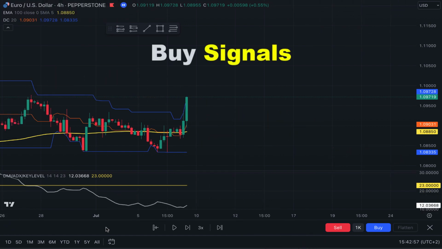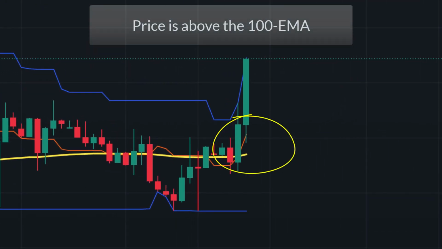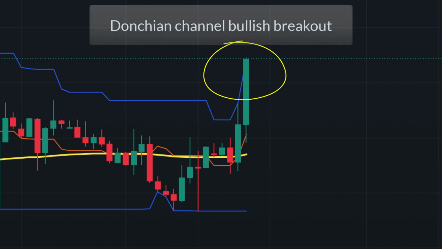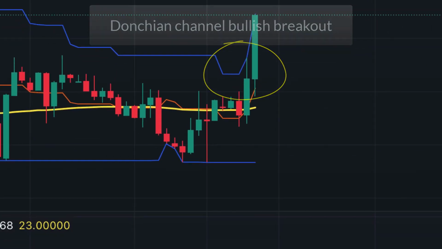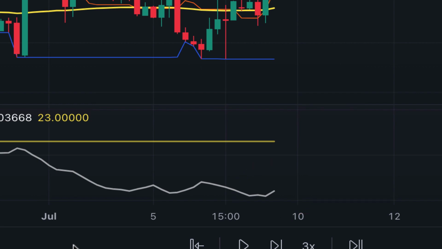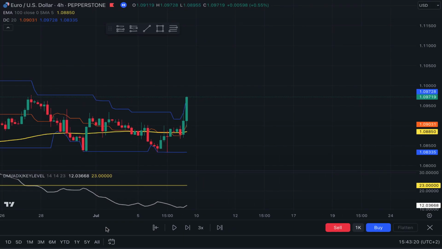Identifying buy signals. Alright, let's spot a potential buying opportunity. First, check if the current price is above the EMA. Wait till Donchian Channel makes a bullish breakout. Finally, the slope of the ADX indicator should point upwards. It is not necessary that the ADX is higher than the key level 23. When all these conditions align, you've got yourself a green light for a potential buy.